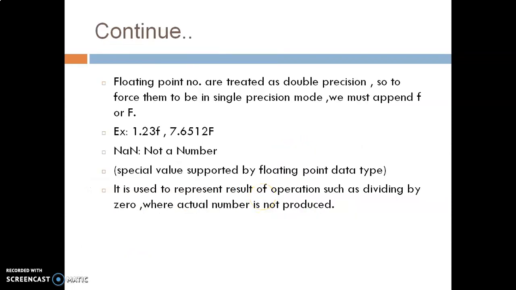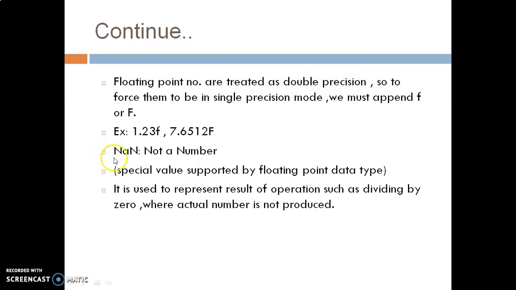When I am talking about floating point numbers, while writing the program, after the number you can write small f or capital F. Floating point numbers are treated as double precision. So to force them to be in single precision mode, we must append f or F. If you want to use good precision, you can use small f or capital F. As it is written, floating point numbers are treated as double precision to get the proper accuracy.